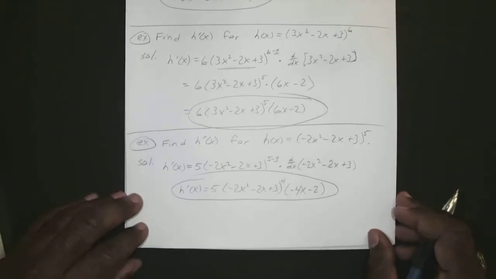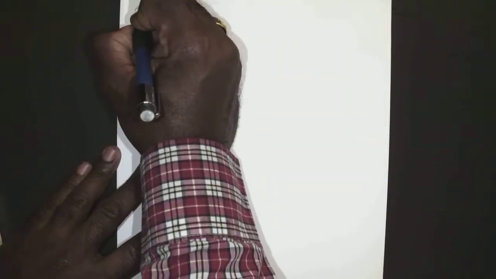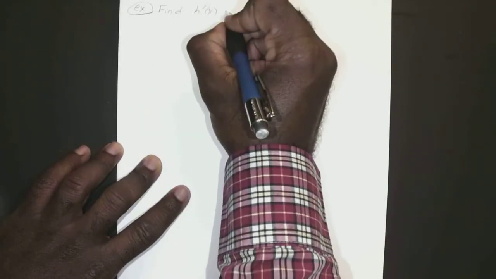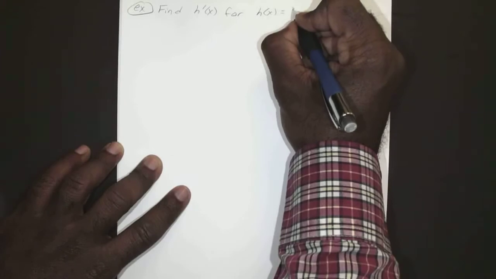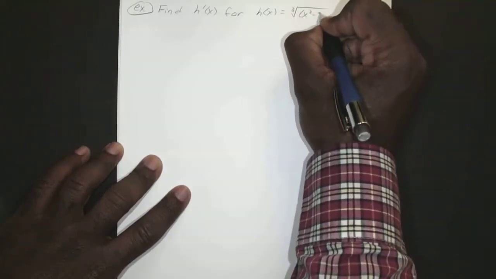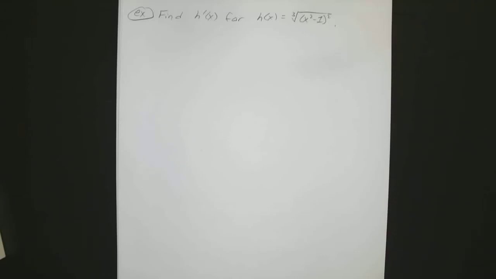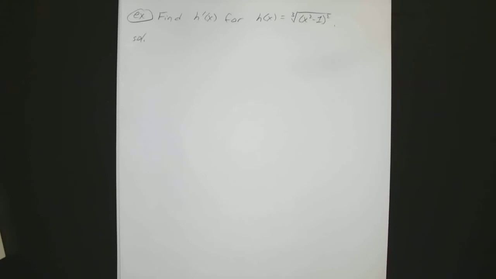All right. Let's say if you have, find h prime of x for h of x is equal to the cube root of x squared minus 1 squared. Okay, so whenever you have one like this, the first thing you want to do is rewrite it.